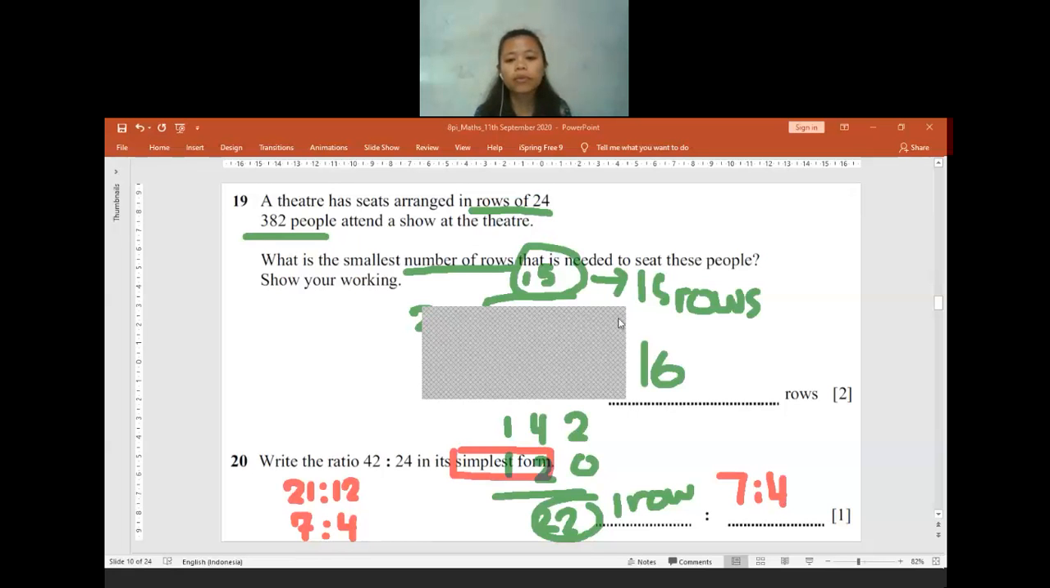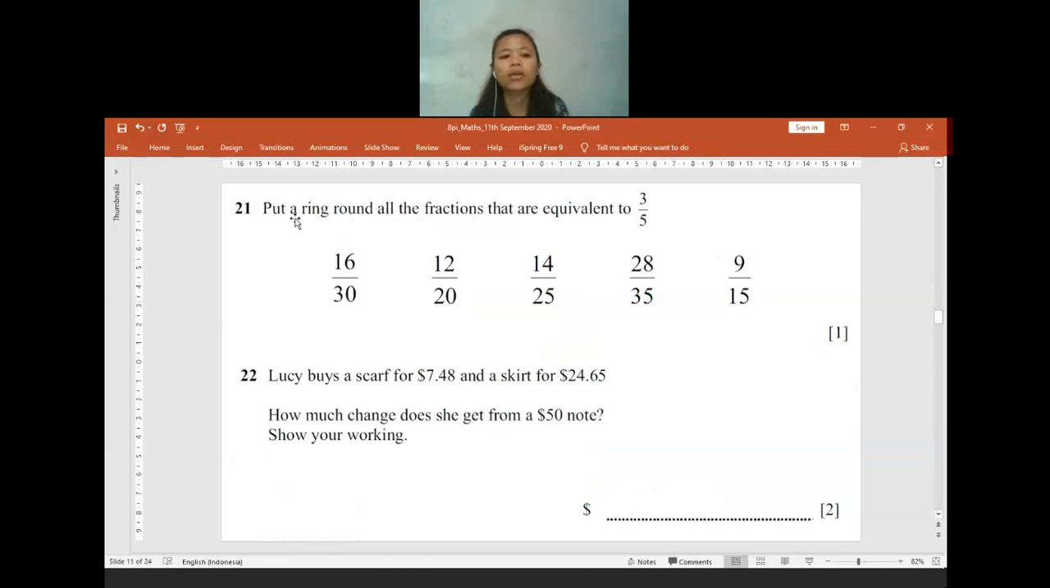Okay. If you have no question, I think we still have 2 minutes left. Maybe we can continue to question 21. Question 21 is easy, so I think we can continue. Put a ring around all of the fractions that are equivalent to 3 per 5. Read the question properly. It says fractions with an S, so the answer will be at least 2 fractions. How do you check it? You have to check it one by one.